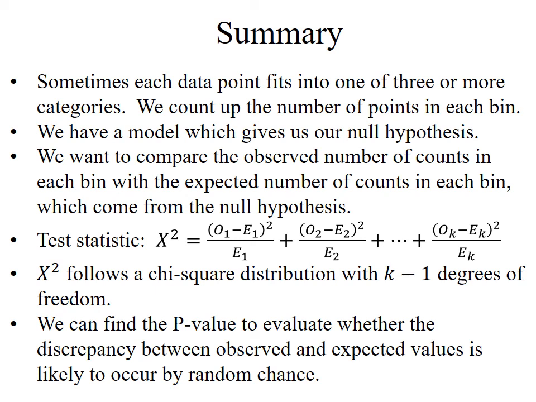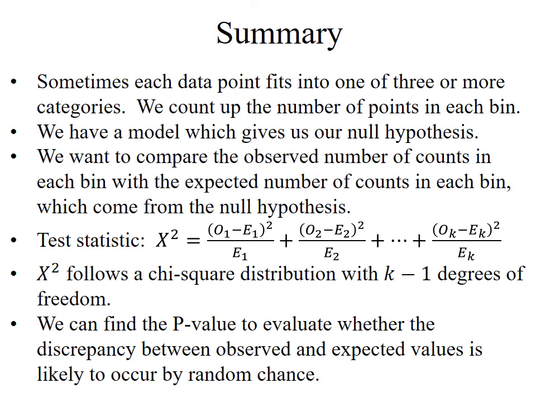Our test statistic comes from this lovely little formula where in each case we subtract observed minus expected, we square it, we divide by expected, and then we add that up for each one of the categories we have. We find that if the null hypothesis is true, the result will follow a chi-squared distribution with k minus 1, categories minus 1, degrees of freedom, because there's a whole bunch of these chi-squared distributions out there, each for a different number of degrees of freedom. And then we use the chi-squared distribution to find our p-value.